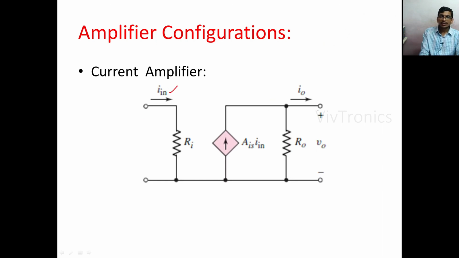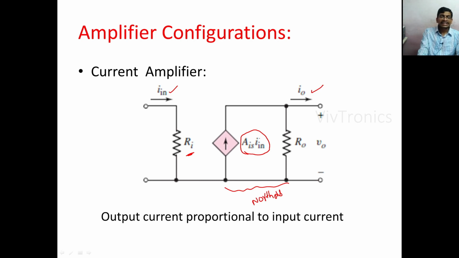Similarly in the current amplifier, the input signal is current, and the output signal is also a current signal. At the input side, we don't have any change, Ri. At the output side, as the output signal is current, we will have a dependent current source Ais into Iin, along with the Ro resistance in parallel with that. This is a Norton's equivalent circuit, where Ais is the current gain and Iin is the input current. In the current amplifier, output current is proportional to the input current.